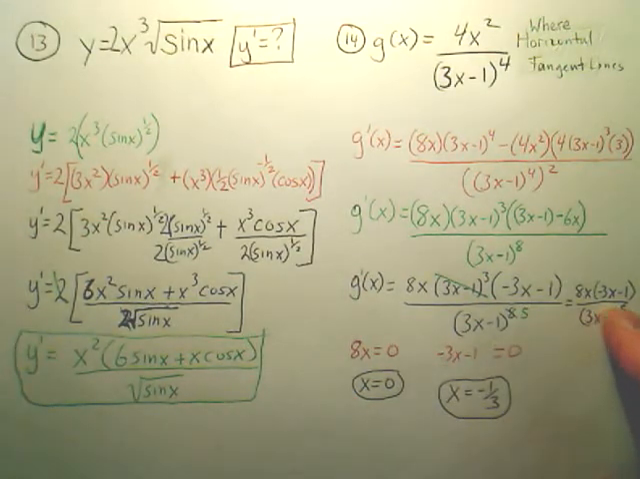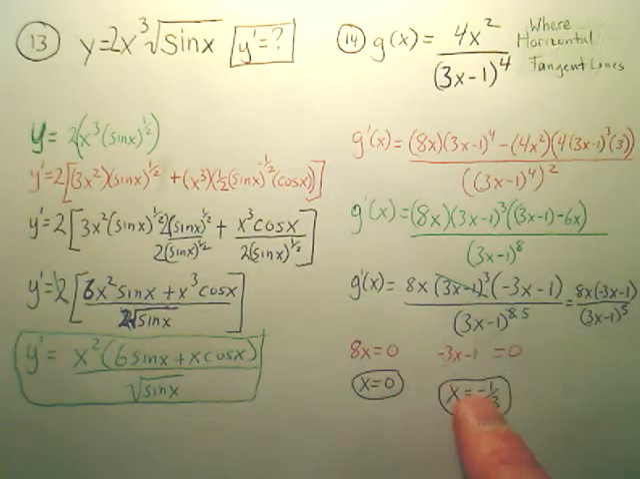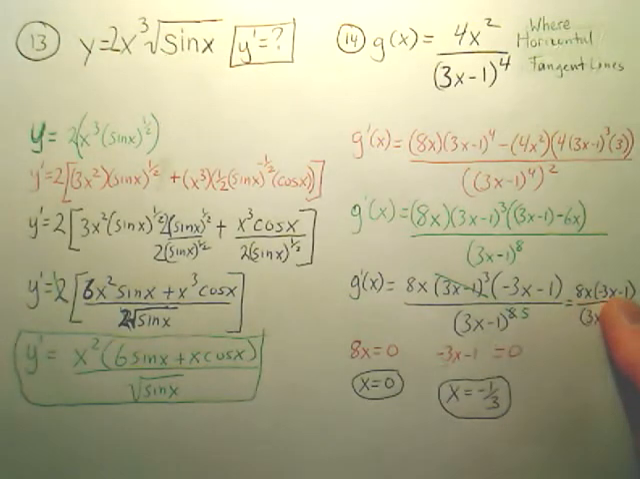And then to know where it has a horizontal tangent line, what you do is you set the top equal to 0. So when you set this piece equal to 0, you get 0. When you set this piece equal to 0, you get negative 1/3. So at these two spots, you will have a horizontal tangent line when x is these two values, because when you set the top of the derivative equal to 0, that's where horizontal tangent lines will appear.